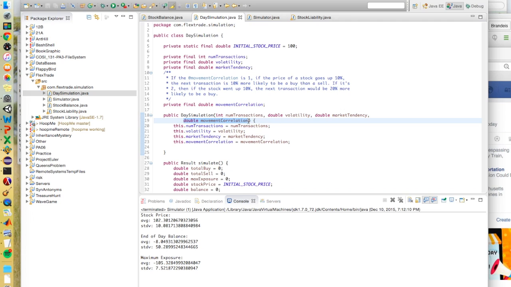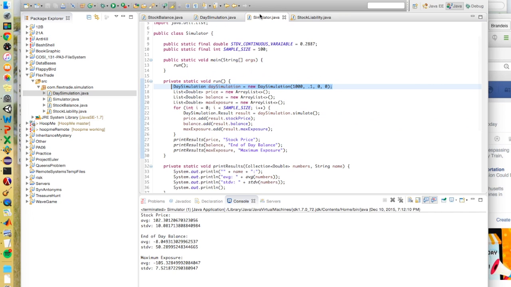And the movement correlation just means that if the stock goes up, then the next transaction is going to be more likely to be a buy. So if the stock goes up by 10% and the movement correlation is 1, then the following transaction has a 10% higher probability of being a buy. If the movement correlation were 2, then the following transaction would have a 20% higher probability of being a buy. And if the stock had gone down by 20% and the movement correlation had been 2, then the following transaction would have a 40% higher chance of being a sell.